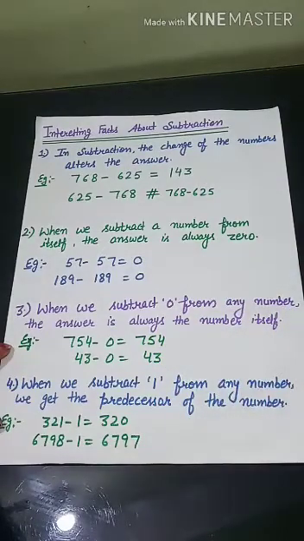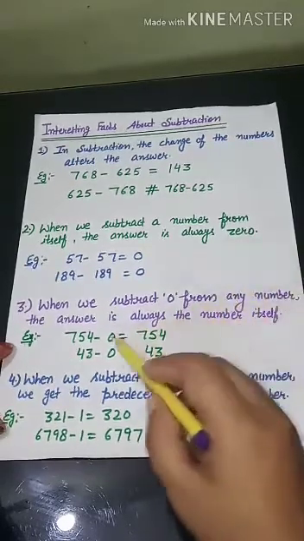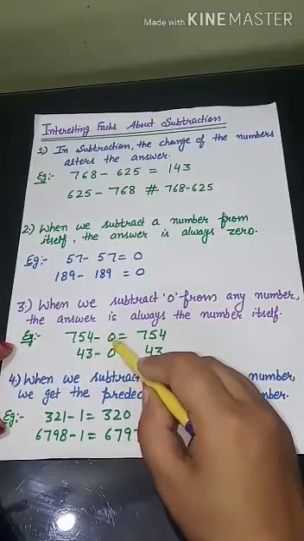We already have discussed about these two facts in the first video of this chapter. Means when we will subtract 0 from any number we will get the same number.